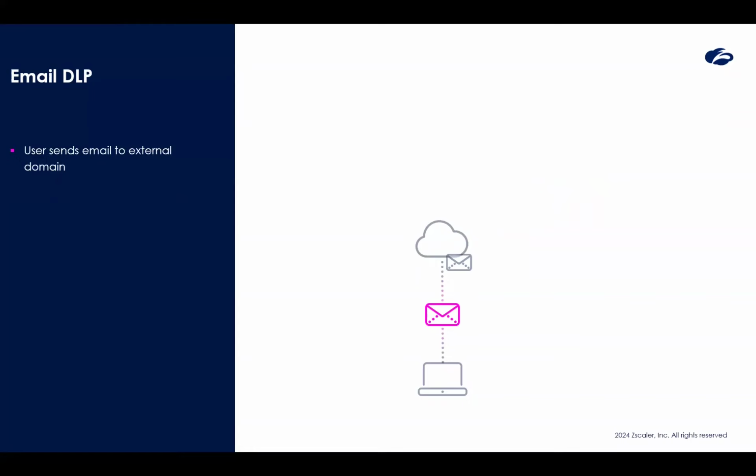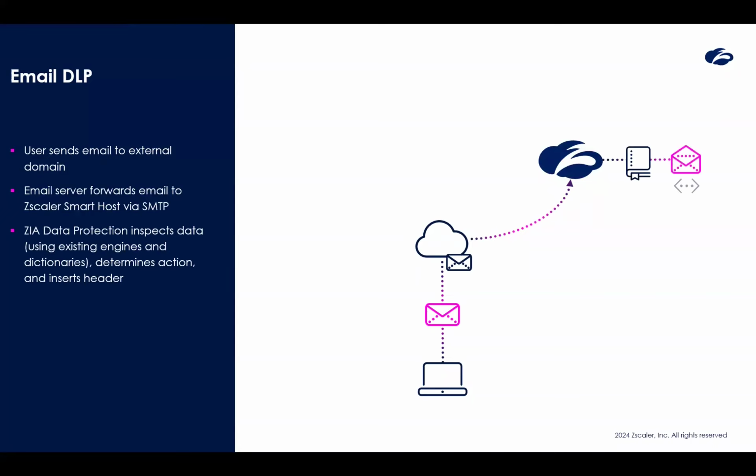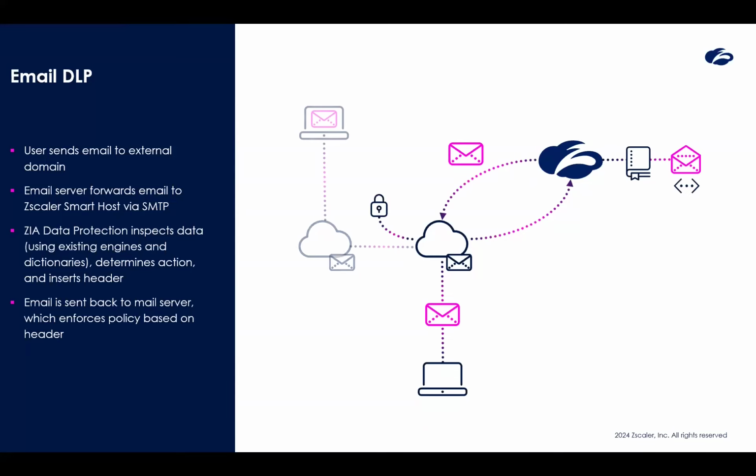We start when the user sends an email to an external domain containing potentially sensitive data. The email server then forwards that email to the Zscaler Smart Host via SMTP. The ZIA data protection engine inspects data using your existing dictionaries and engines, determines which action is correct, and inserts the appropriate header. The email is then sent back to the mail server, which enforces policy based on the header, either blocking the email or forwarding it on to its final destination.